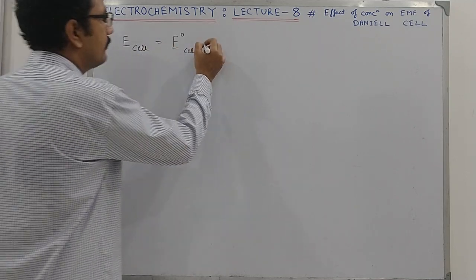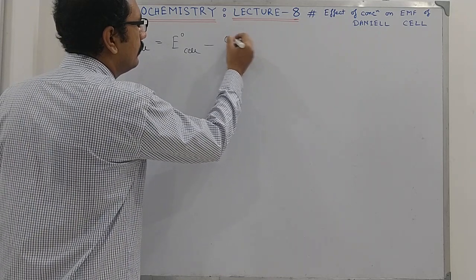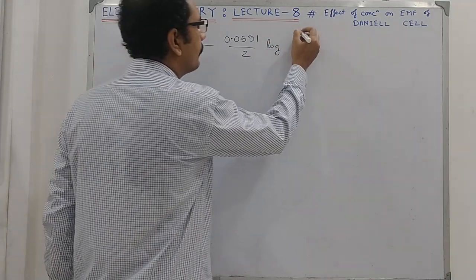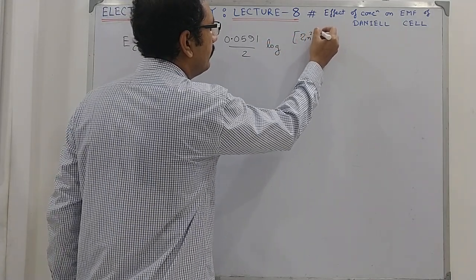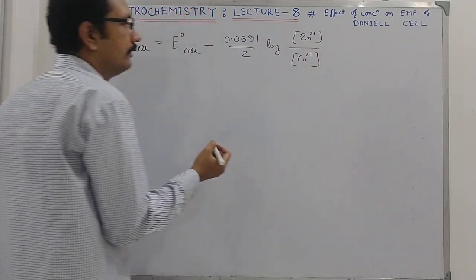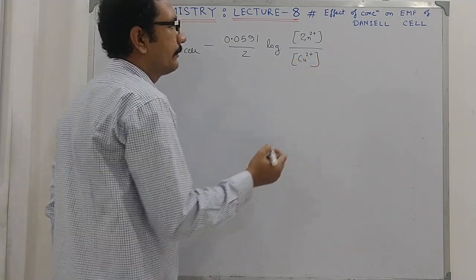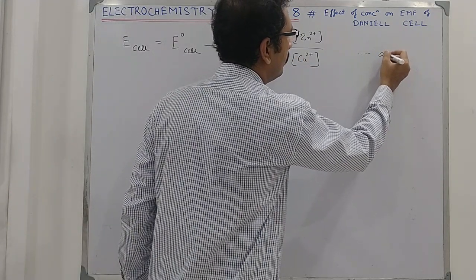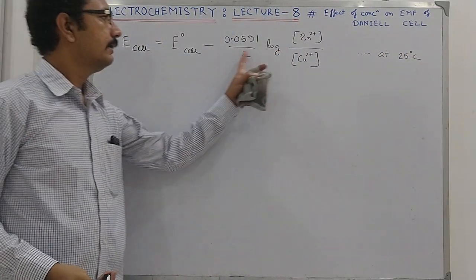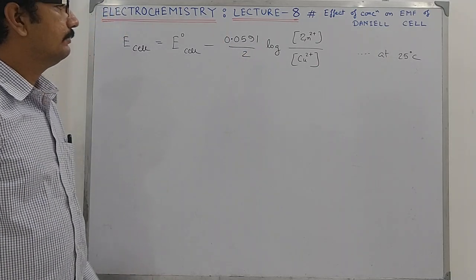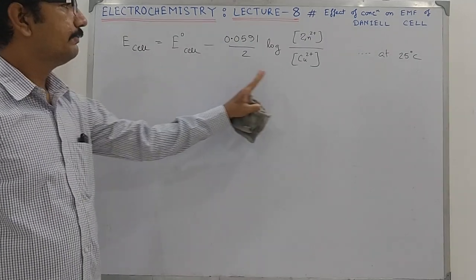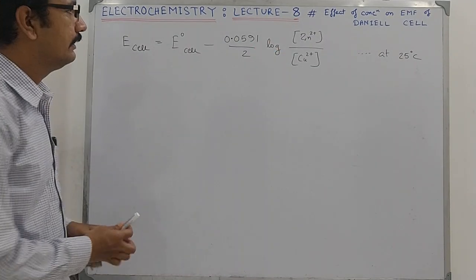that E cell equals E0 cell minus 0.0591 by 2 log product by reactant, that is [Zn2+] by [Cu2+]. This is at 25 degrees centigrade, since we have put the value of temperature here. So this is the Nernst equation for the cell reaction that is occurring in the Daniell cell.